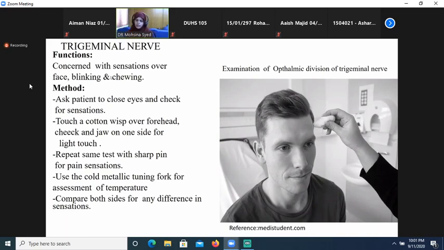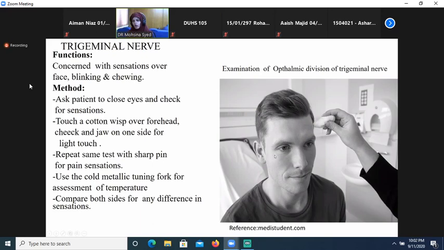For the light touch, we take a cotton wisp and first we give a reference to the patient. We touch the sternum with the cotton wisp and tell the patient that I'm going to touch this cotton wisp to your face, and you will feel like this. When the patient gets the reference, then you will start examining with the cotton wisp over the forehead. At the forehead, you will be checking the ophthalmic division, then the cheek for the maxillary division, and the jaw for the mandibular division. You check on one side and immediately compare for any difference on the opposite side.